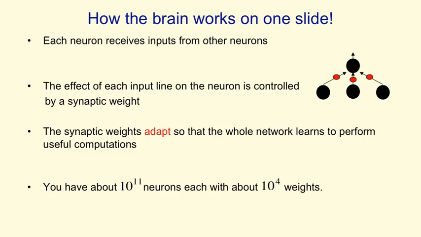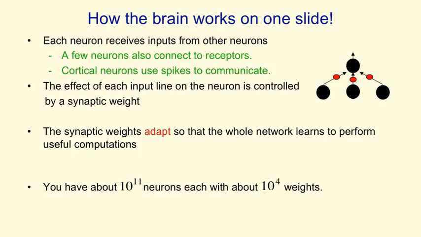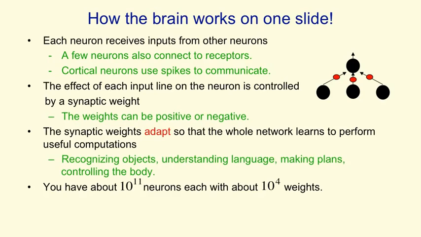So, all on one slide, this is how the brain works. Each neuron receives inputs from other neurons. A few of the neurons receive inputs from the receptors. It's a large number of neurons, but only a small fraction of them. And the neurons communicate with each other in the cortex by sending these spikes of activity. The effect of an input line on a neuron is controlled by synaptic weight, which can be positive or negative. And these synaptic weights adapt. And by adapting these weights, the whole network learns to perform different kinds of computation, for example, recognizing objects, understanding language, making plans, controlling the movements of your body.